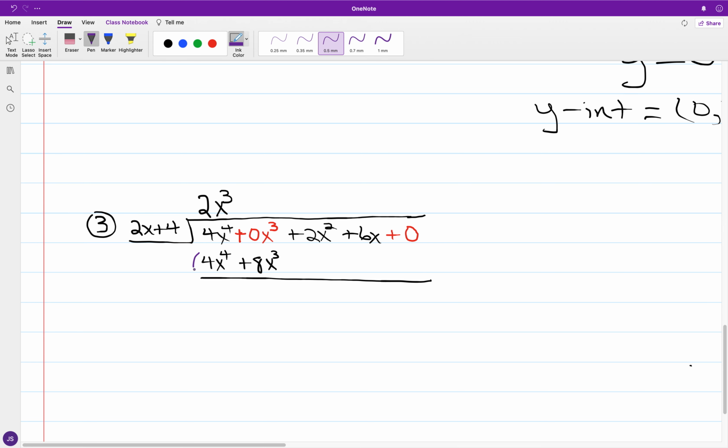And looking at, again, with long division, we're looking at row by row subtracting. So we have 4x to the fourth to go out. Now we have 0 minus 8x cubed. So this will be a negative 8x cubed. And 2x squared, 6x, and 0 have not been touched yet, so I'm going to bring these down.